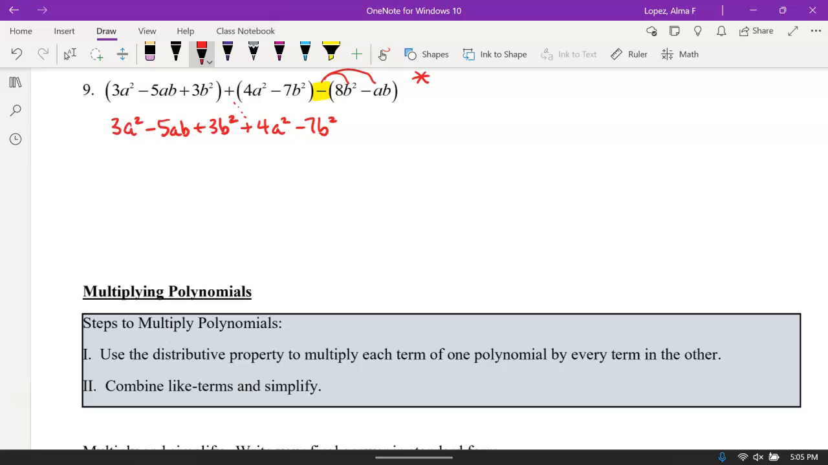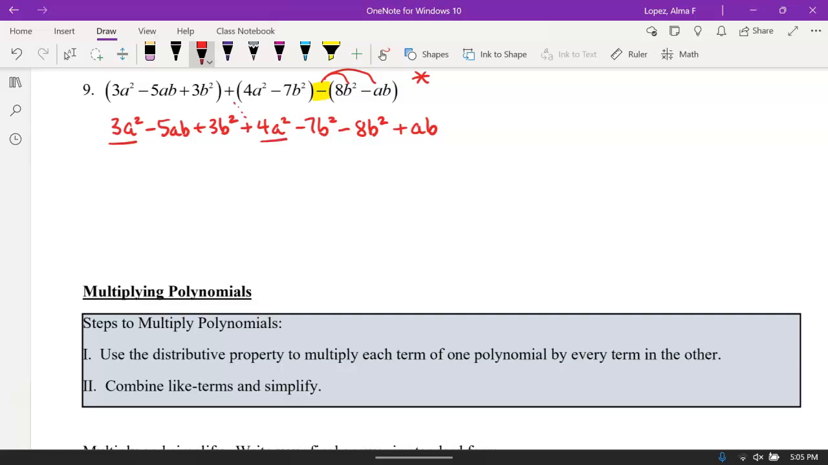to distribute. So minus 1 times 8b squared is going to be minus 8b squared. Minus 1 times a minus ab is going to be a plus ab. And again, lots of different things going on here. And how do you handle them? Left to right.